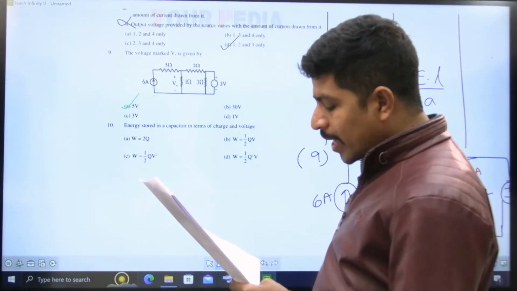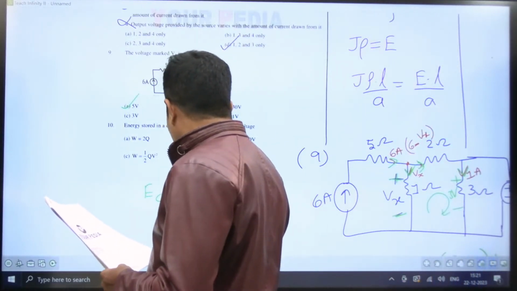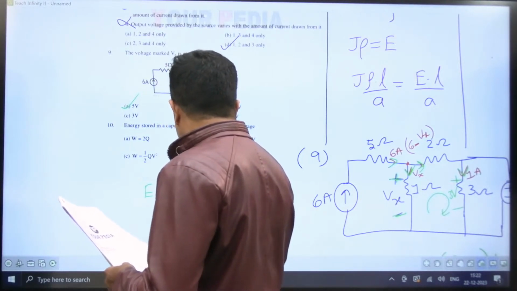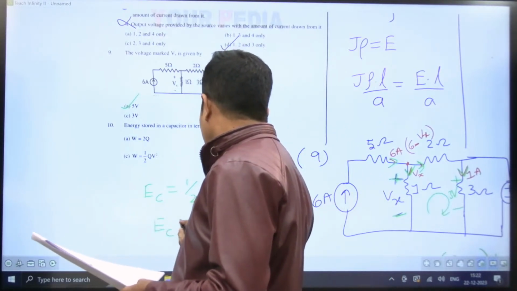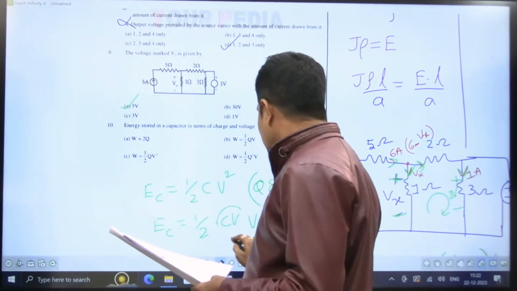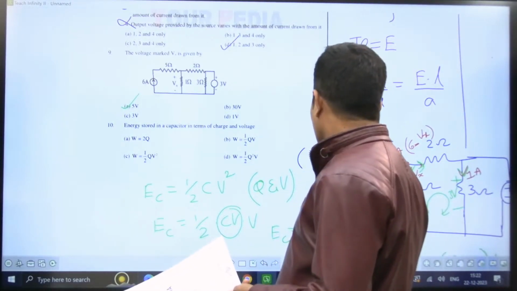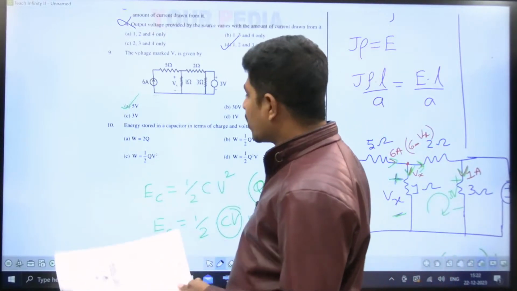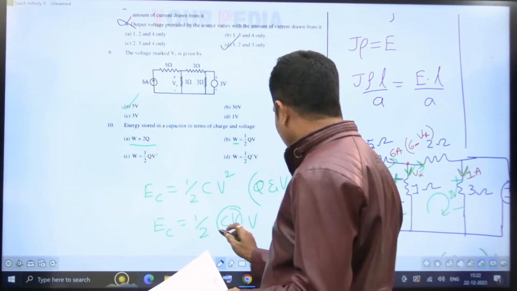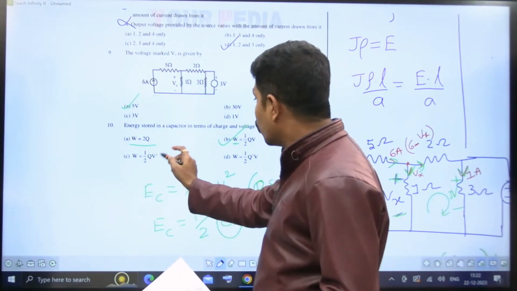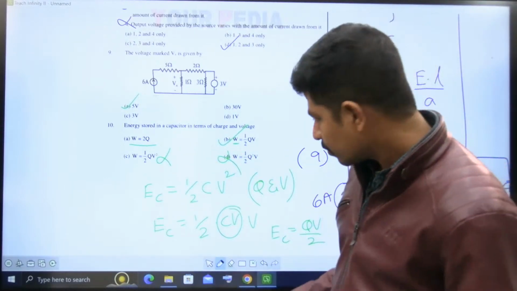Energy stored in a capacitor in terms of charge and voltage. We know the formula half CV square, but he wants it in terms of Q and V, charge and voltage. Very simple. EC is equal to half into C V into V, where Q is equal to C into V. So EC, or W, is equal to Q into V by 2. Option A is W equal to 2Q. No. Option B is W, energy, equal to half into Q into V. Option B is correct. This is half Q square, wrong. Option is B. That much simple it is.